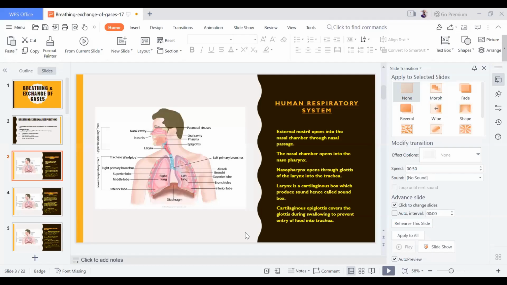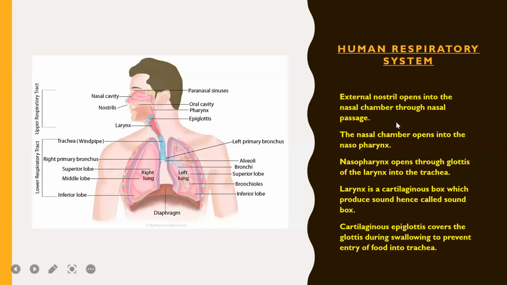So this is the physiology of digestion. The next physiology is regarding the respiration. Okay, now. So in human respiratory system, we have external nostrils. Okay, then which will connect to the nasal chamber through a nasal passage. Then the nasal chamber opens into a nasopharynx. Then nasopharynx opens through glottis of a larynx. This is larynx.